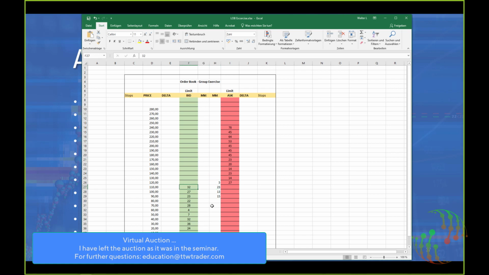Now, what we are doing now, who is willing to sell for 110? I have 32 contracts waiting to be filled. So who is willing to sell into 110? We have 32 buyers here. Is anyone willing to sell?